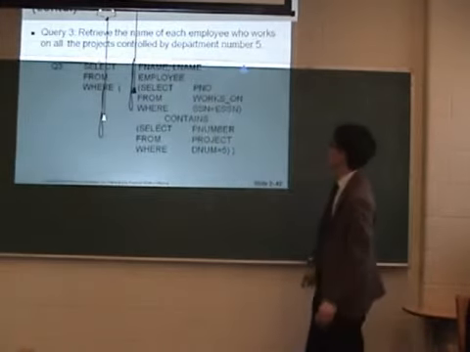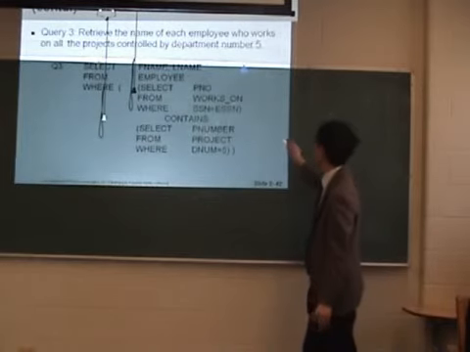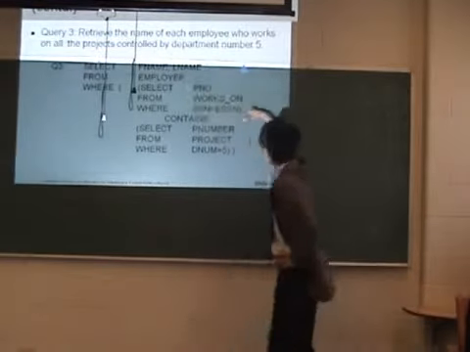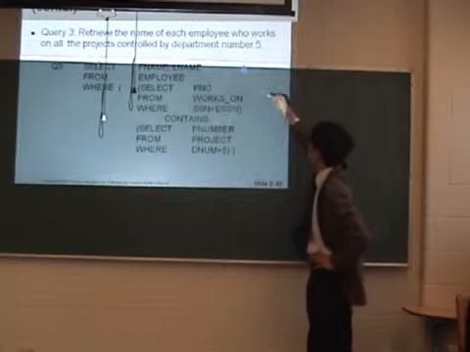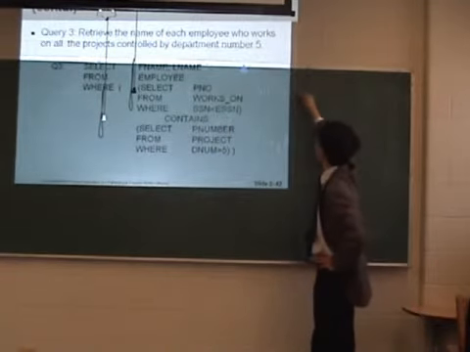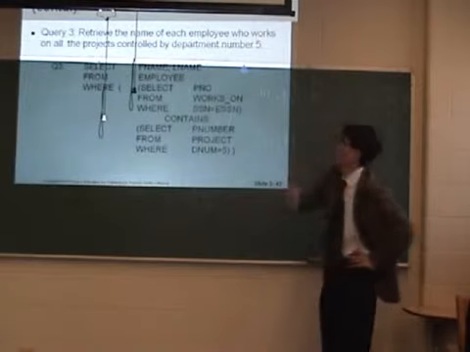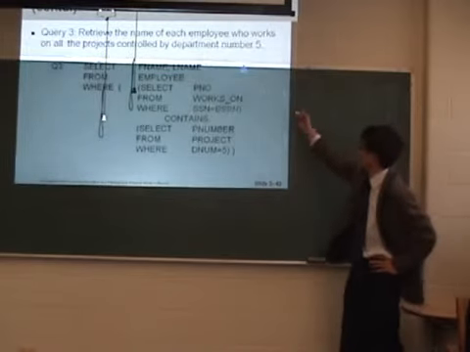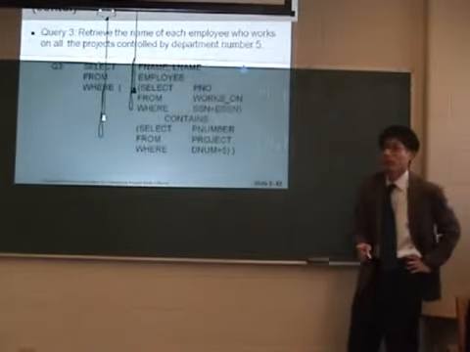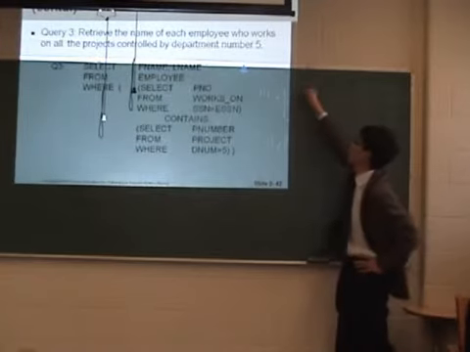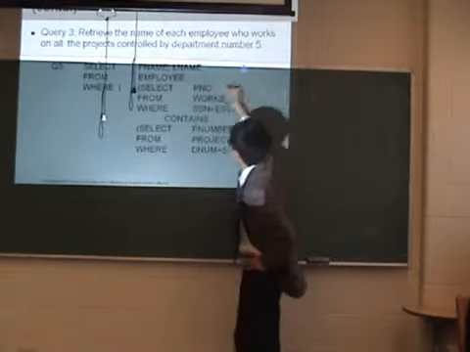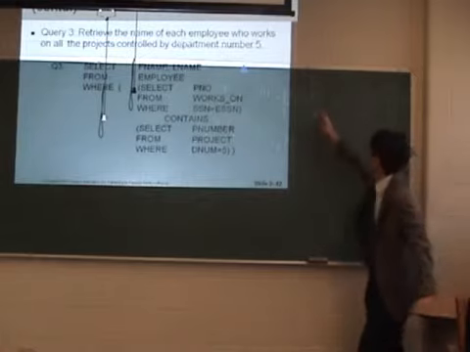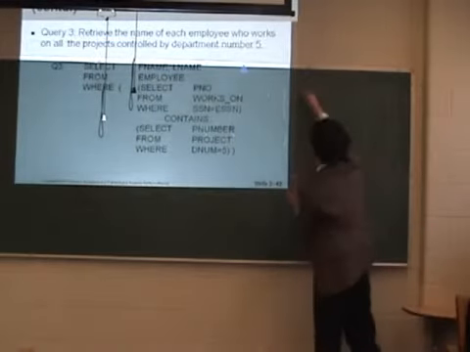Let's see. The project numbers controlled by department number 5 are, let's say, P1 and P2. Then select the PNO for each employee. So Social Security number 111 works for P1, P2, P3, thus 111 will be returned. Is 111 returned by this query? Yes, because it contains P1 and P2. So it's true, and the first name and last name will be returned. Then what about P1, P3, P4?